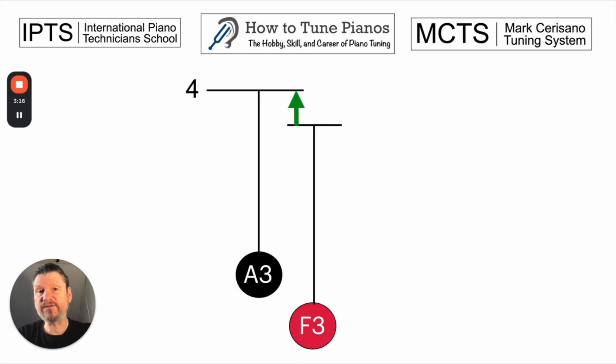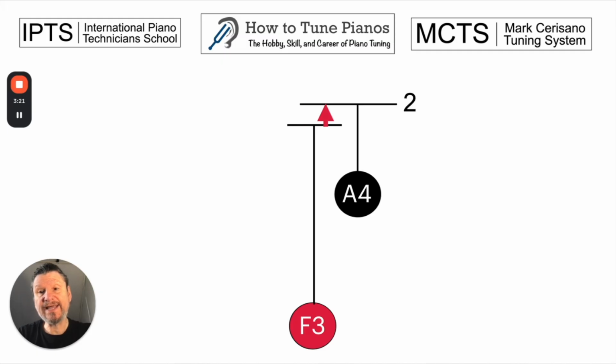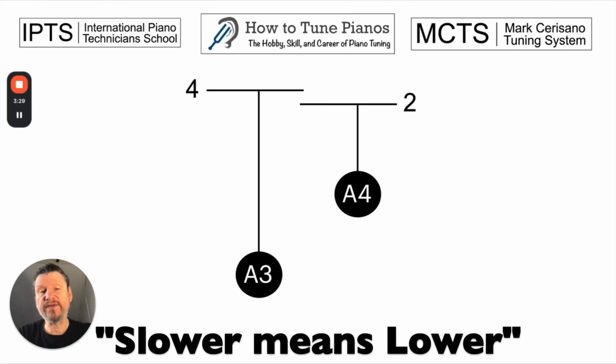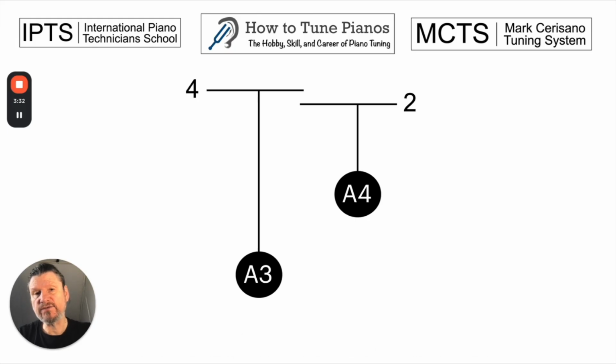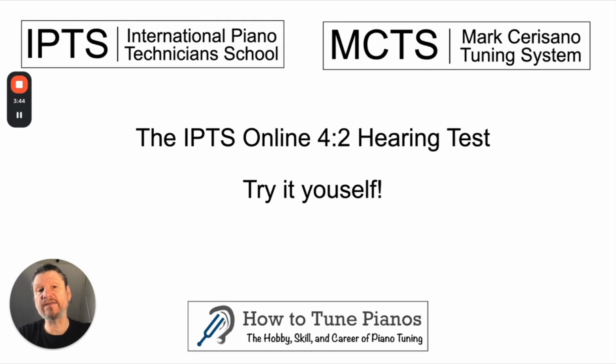What if we play the F3, A3, la la la la la la la la, and the F3, A4 is slower, la la la la la la? That tells us that the second partial of A4 is lower than the fourth partial of A3, and this is a narrow 4-2. Let's try the How to Tune Pianos online 4-2 hearing test.